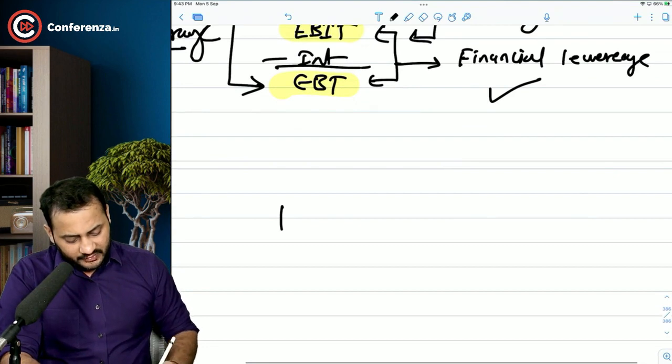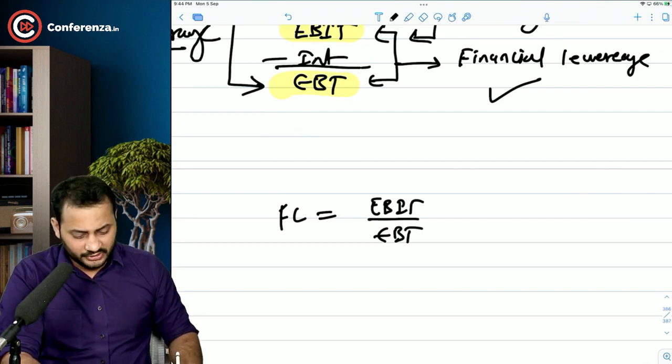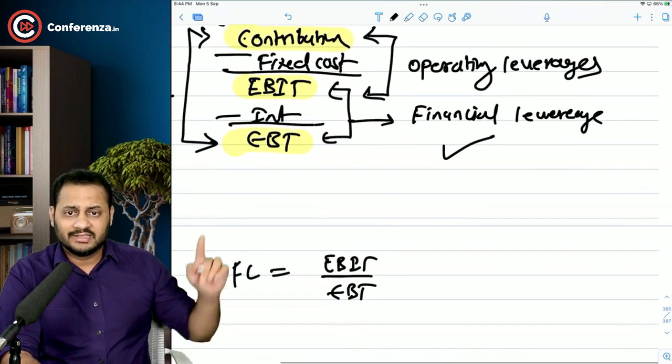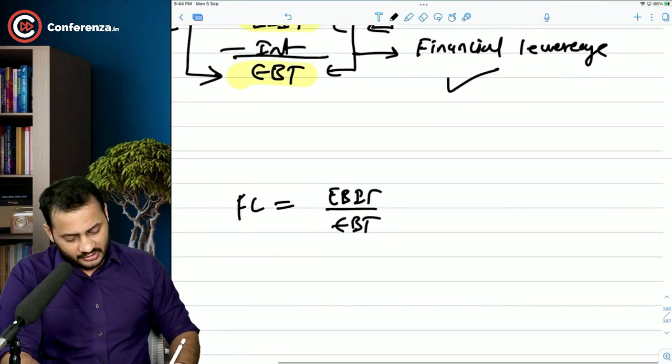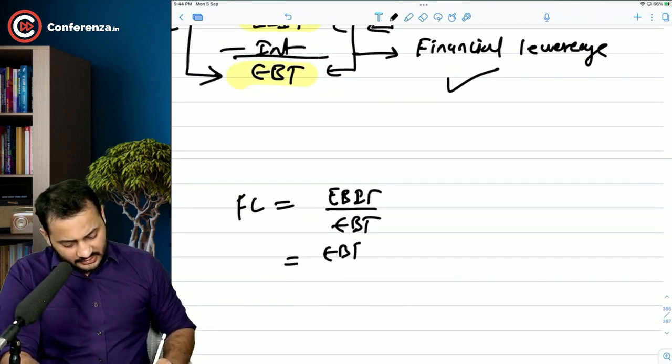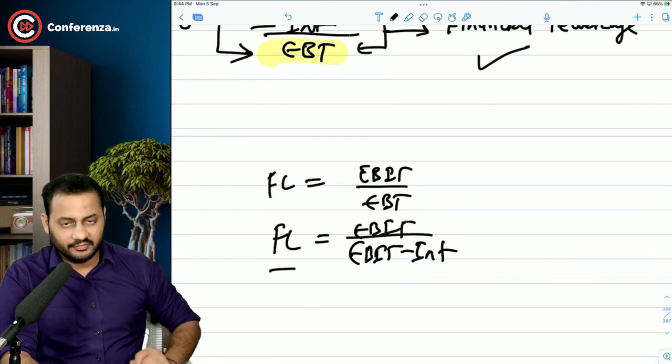If financial leverage is equal to EBIT divided by EBT, understand the logic. Can I write down this EBT as EBIT minus interest? Can I write it down like EBIT divided by EBIT minus interest is equal to financial leverage?